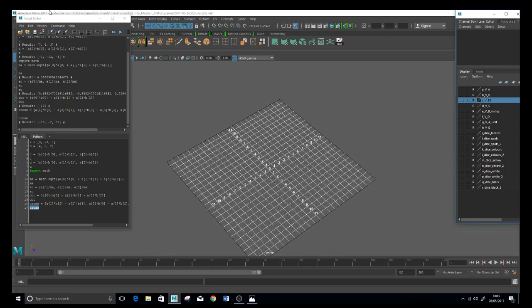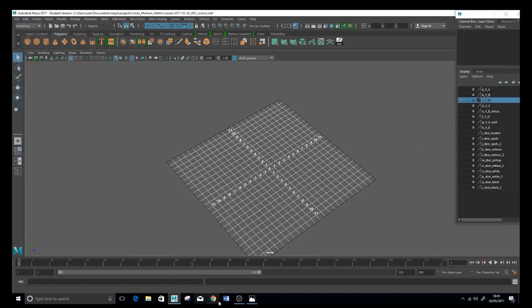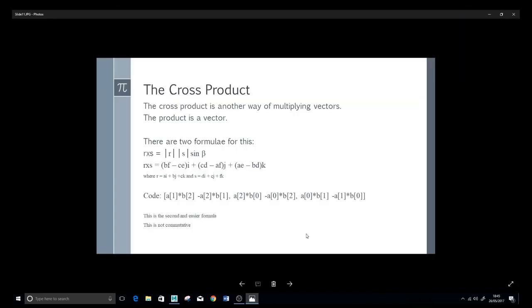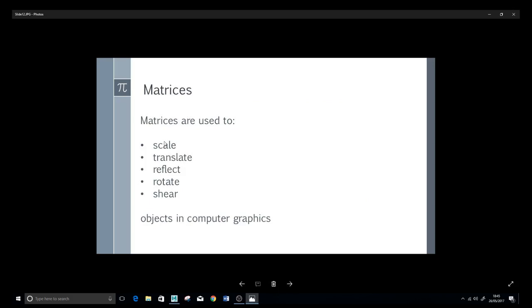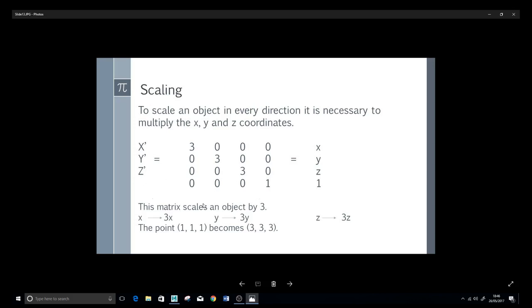Now the next thing we're going to look at is matrices, and they're very, very useful in computer graphics because we can perform all of these functions by using them. Today I'm going to focus on the first three. This is what a matrix looks like. There should be a number one there. This should be multiplying, so my apologies for that.